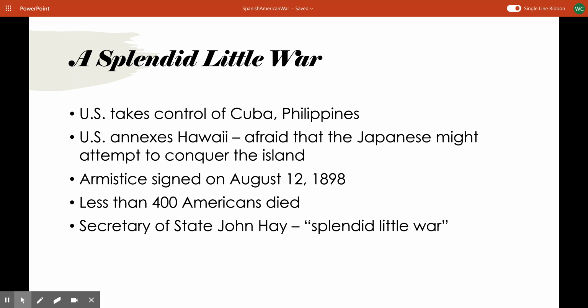Even though only a few hundred Americans had died as a direct result of the conflict, more than 5,000 American deaths from diseases like malaria and yellow fever actually happened because of the war. Many Americans who were down in these tropical areas fighting got diseases, and they died from malaria and yellow fever.